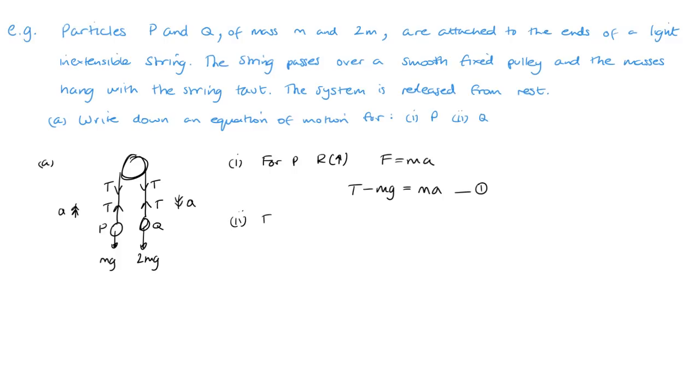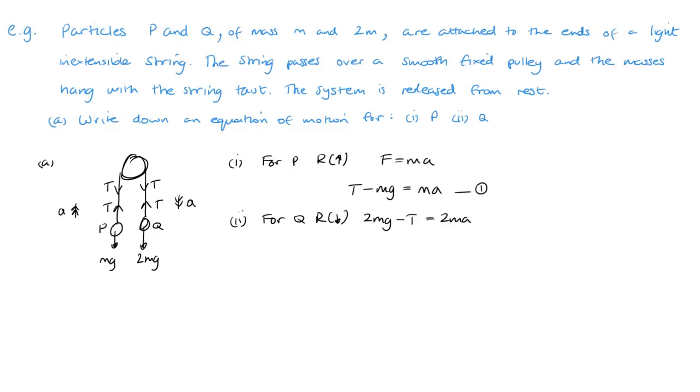Now my second equation is for Q. For this we're going to resolve vertically, but we're going to resolve downwards. So that's going to be 2mg. So again, using F equals ma, minus T equals 2ma.